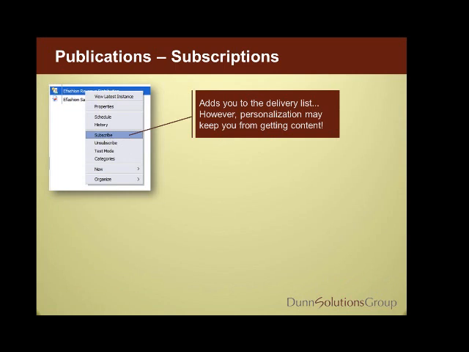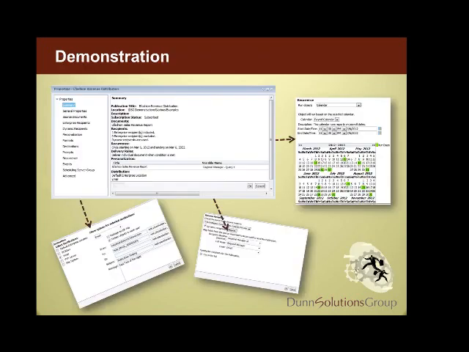Another thing that you can do with a publication as a user: if there's an existing publication out there that you aren't necessarily receiving, you can certainly add yourself to the list of folks getting that publication. You can subscribe to it, and you can also unsubscribe from it.